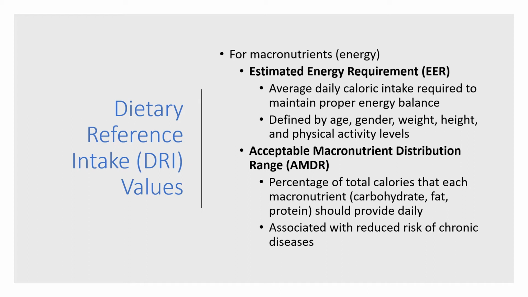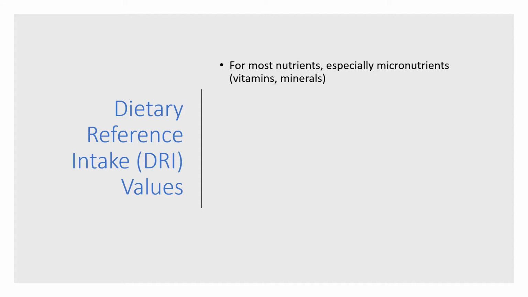Whereas with estimated energy requirement, that is just specific to each individual person. So there's no guideline, there's no categories or ranges. There's actually a very specific equation, and you plug in your age, your sex, your height, your weight, and your physical activity level, and then you'll get the estimated energy requirement from that. So EER is very specific to each person, and then AMDR is just a set of ranges. And both of these are specific to carbohydrate, fat, and protein.